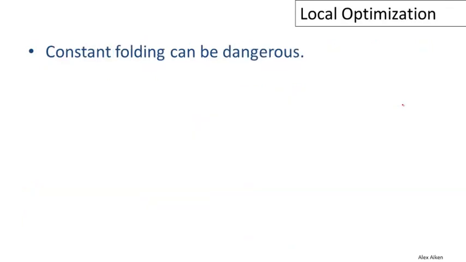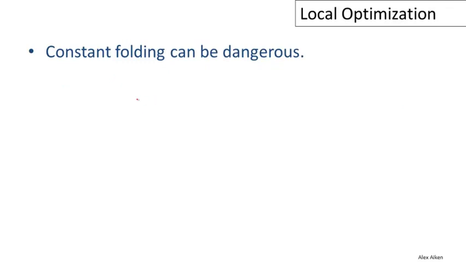Now, there is one situation that you should be aware of in which constant folding can be very dangerous. And this situation is actually very instructive as well. And so while it isn't that common, I want to mention it because it's something that really illustrates some of the subtleties of program optimization and programming language semantics. So what is this dangerous situation?